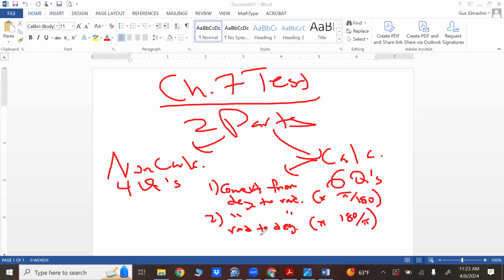Okay. Number 3, I'll do up here. Find the length of sides of a right triangle.